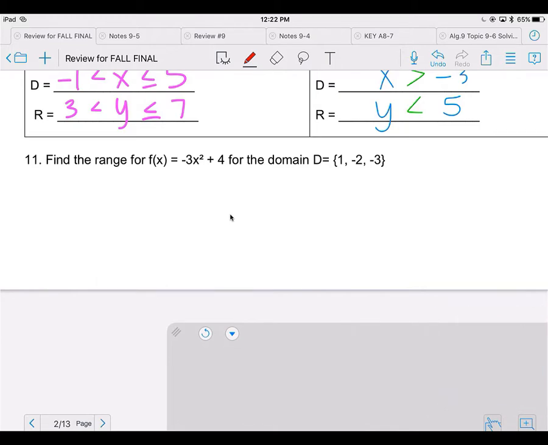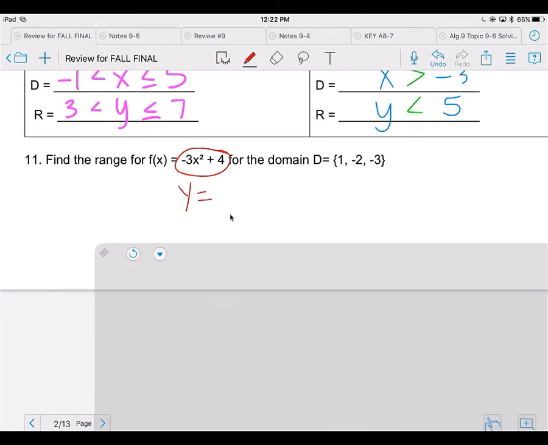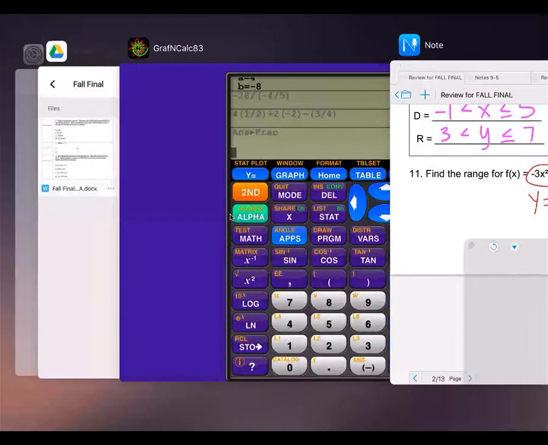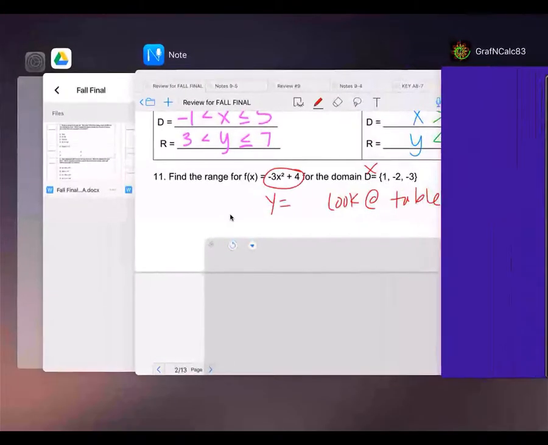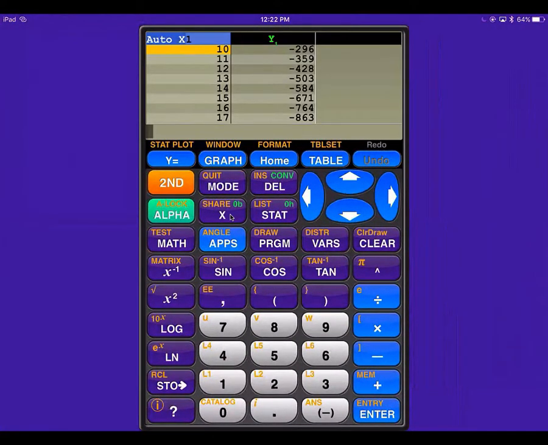Problem 11, they ask for the range for this example with the domain. What I'm going to do is put this into y equals and then look at the table for these x values. So in my calculator, I'm going to type -3x squared plus 4 and go to the table.